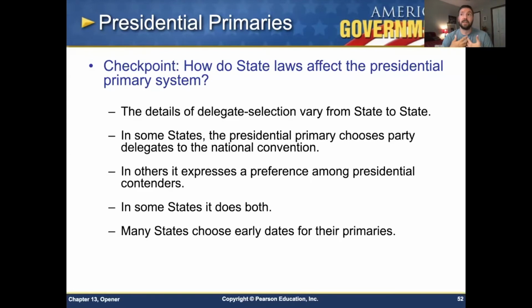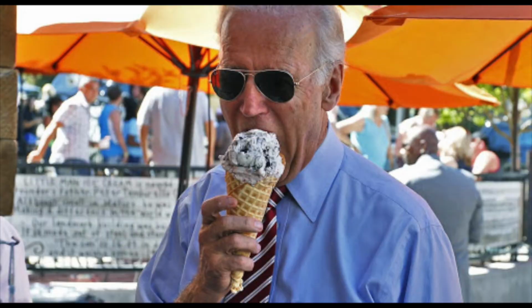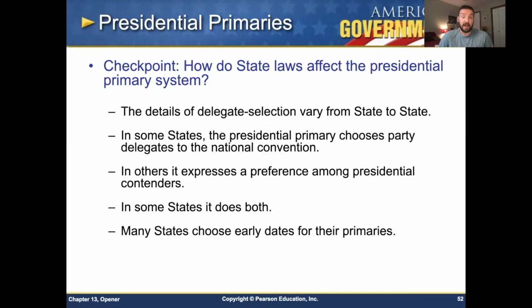Obviously, at this point, we have a de facto nominee for the Democratic Party already, and that's Joe Biden. Why do we already know it's going to be Joe Biden? Because everybody else has dropped out, so he's going to win by default every primary that's left on the calendar. And then obviously the same basic story for Donald Trump as well.